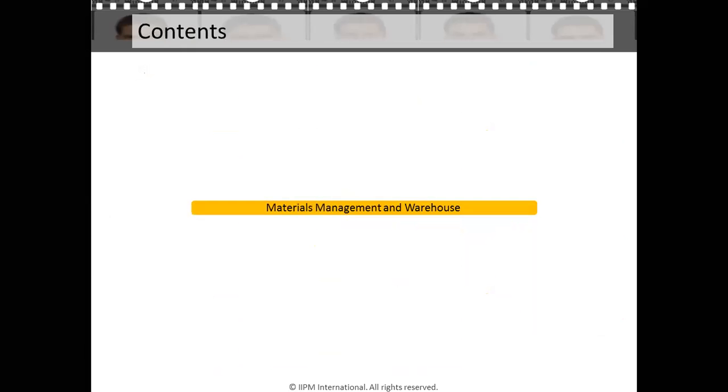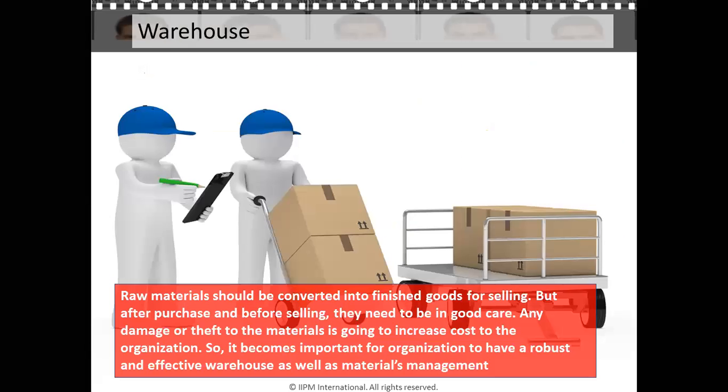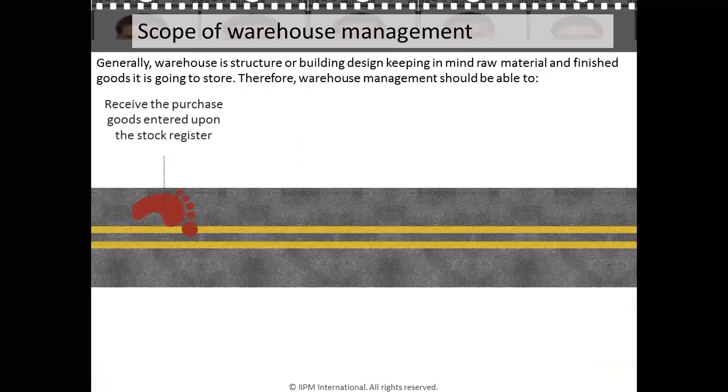Okay, let's quickly look at materials management and warehouse. Raw materials should be converted into finished goods for selling. But after purchase and before selling, they need to be in good care. Any damage or theft to the materials is going to increase cost to the organization. So it becomes important for an organization to have a robust and effective warehouse as well as materials management.